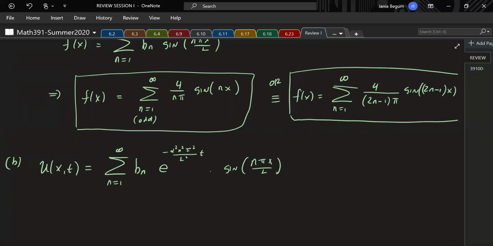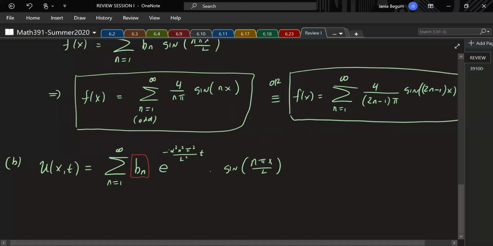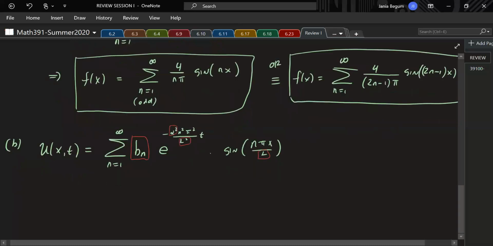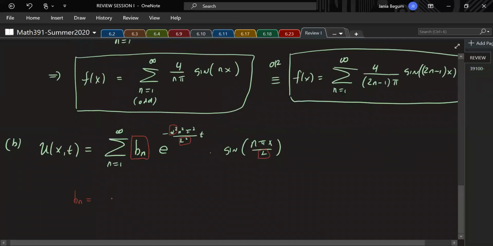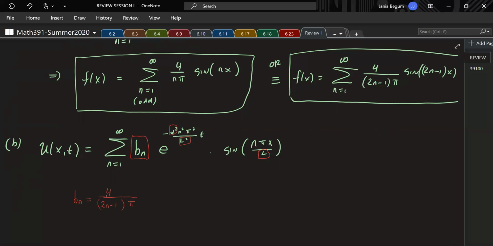Now, when you apply the initial condition, you have Bn, which equals the Bn from the previous part. So all we have to do is fill in what is this, and what is that. So these are the unknowns you're going to fill in from part A. So Bn, we computed, that happens to be 4 over (2n minus 1) pi. That's Bn. You can use this, or you can say 4 over n pi, where n will run over all the odd numbers. But I'm going to use this one for simplifying.